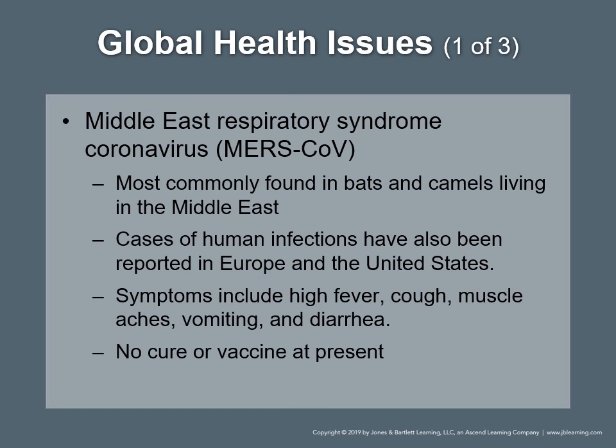Global health issues. Middle East Respiratory Syndrome coronavirus, or MERS-CoV, is most commonly found in bats and camels living in the Middle East. Cases of human infections have also been reported in Europe and in the United States. Symptoms include high fever, cough, muscle aches, vomiting, and diarrhea. Presently, no cure or vaccine is in place for this virus. If you suspect your patient might have MERS-CoV, place a surgical mask on him or her and notify the receiving facility.